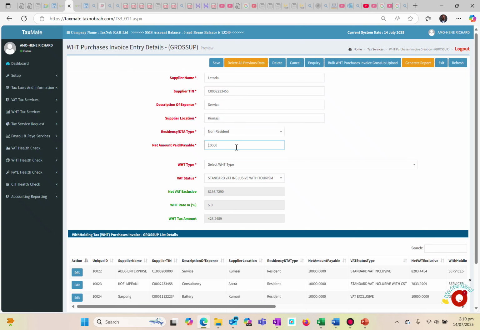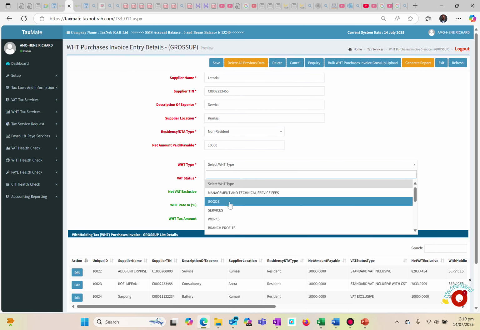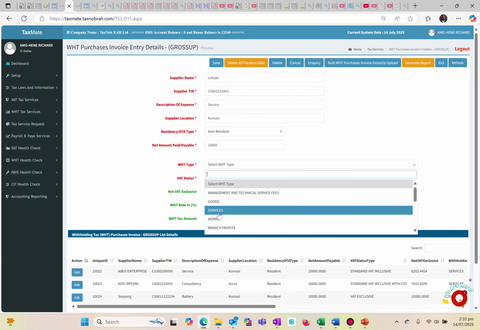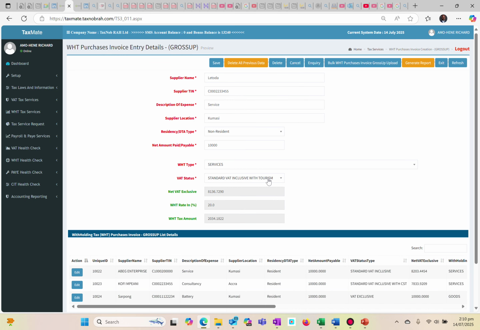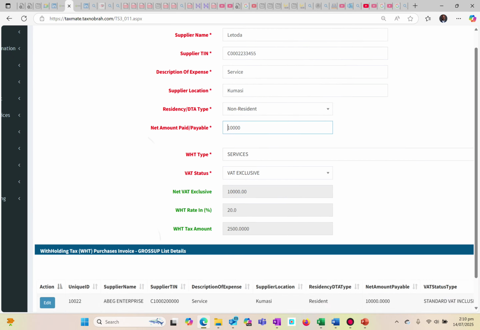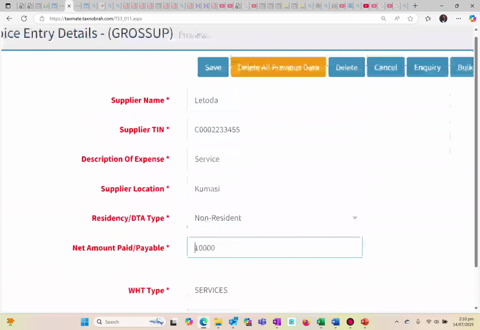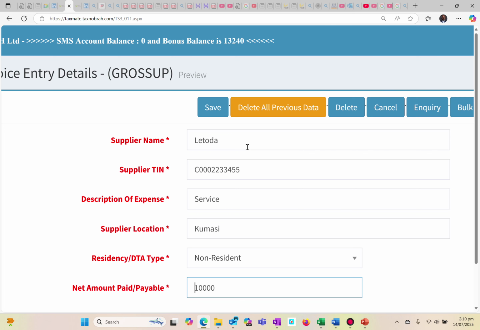When it says from non-resident, still 10,000, withholding type non-resident, we say that it is service. Since it is from a non-resident entity, there's definitely going to be a VAT exclusive amount. They can't charge us VAT, so it's going to be VAT exclusive amount. It does the calculation, and we have it over here. So this is how to have our gross up.